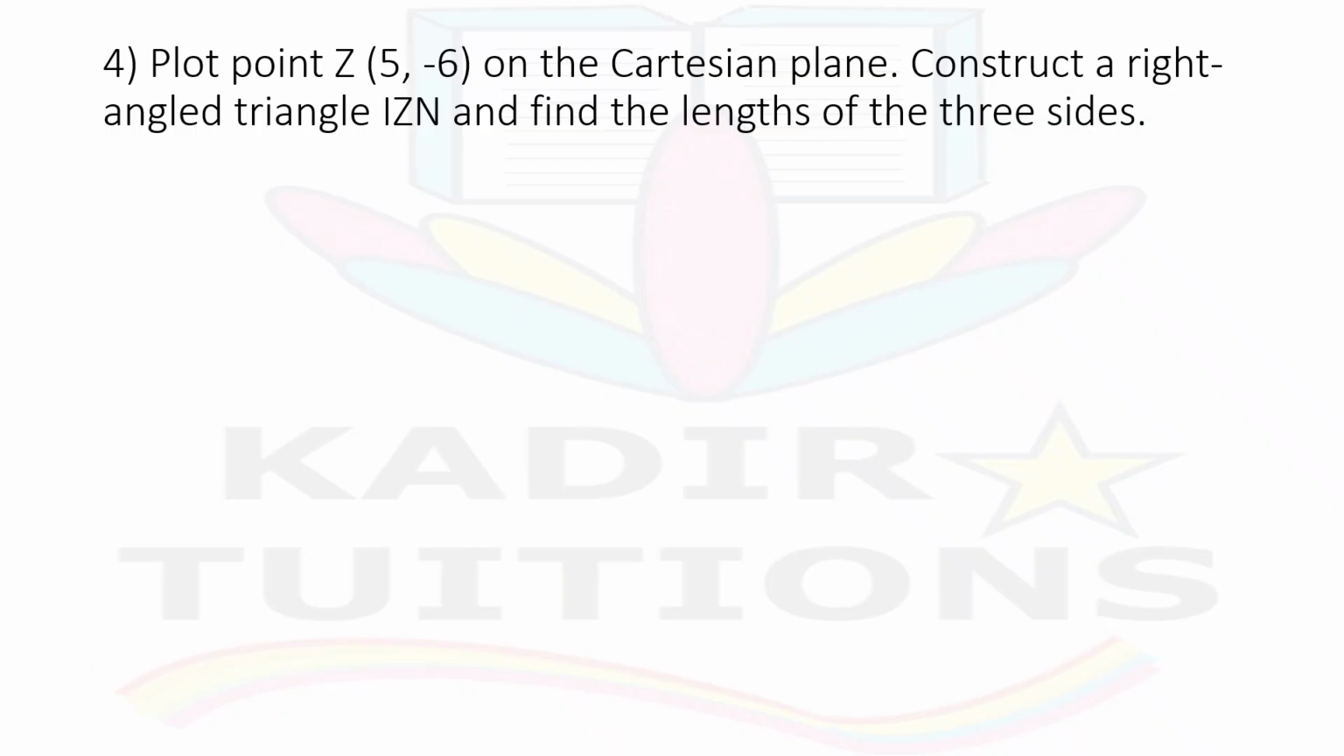So here the question is plot point Z. They have given one point Z, which is 5 comma minus 6, the coordinates given on the Cartesian plane. So we need to plot this point on a Cartesian plane and then construct a right angle triangle IZN. In this IZN, we know only the coordinates for Z. I we don't know, N we don't know. We can take as per our wish, but it needs to come as a right angle triangle. That is the only condition given. And find the length of the three sides. So we are going to find the length of the three sides also after drawing the right angle triangle.